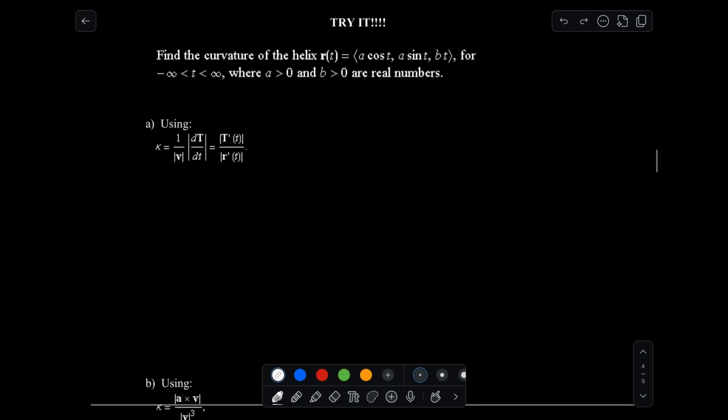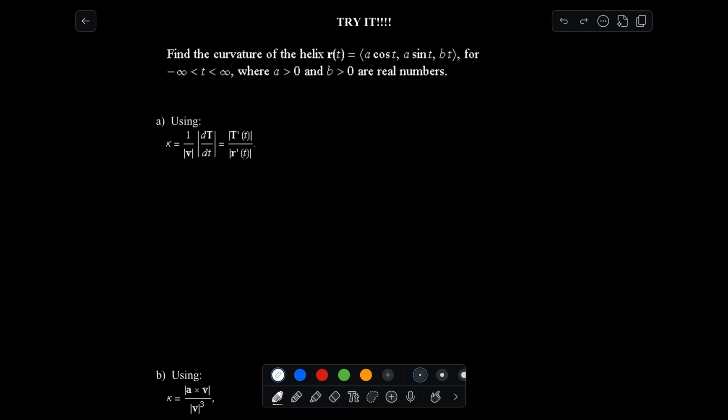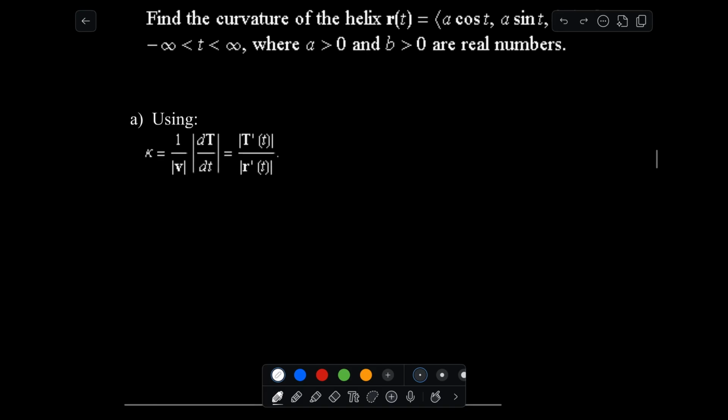Pretty cool. These are some cool examples you can try on your own. I'll go over the part A example real quick. It'll be kind of straightforward to go over, but if you want to try this on your own, feel free to pause the video. All right, just go over part A and part B.